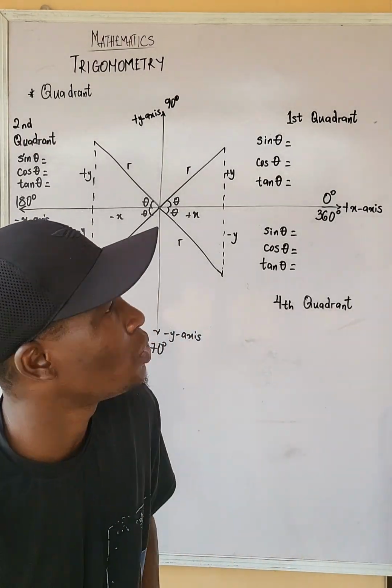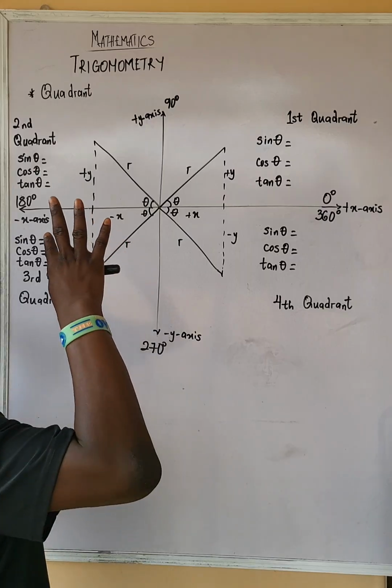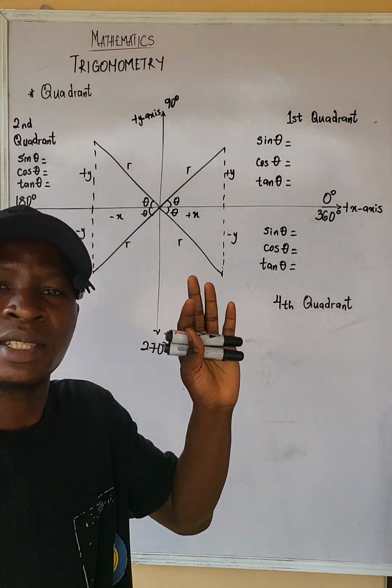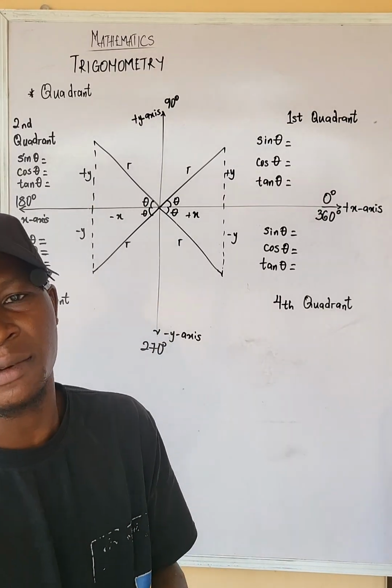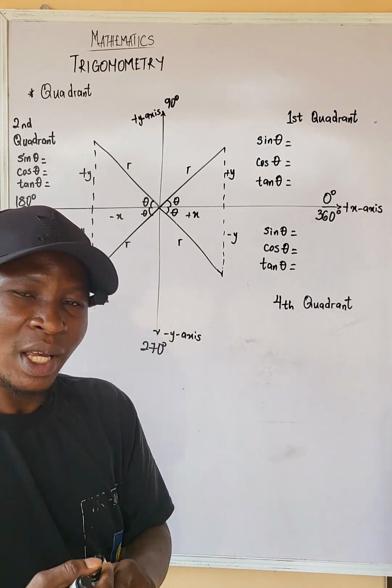Welcome back. So still on trigonometry. Now we are going to quadrants. So I want to use this diagram to explain the first quadrant, the second quadrant, the third quadrant, and the fourth quadrant. So I just want to explain everything in one diagram.